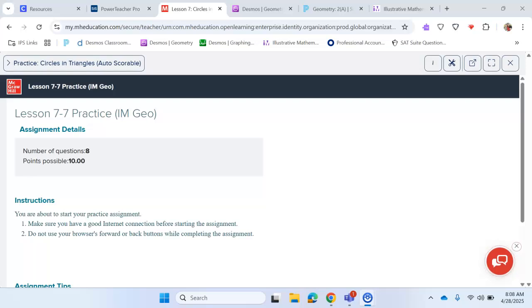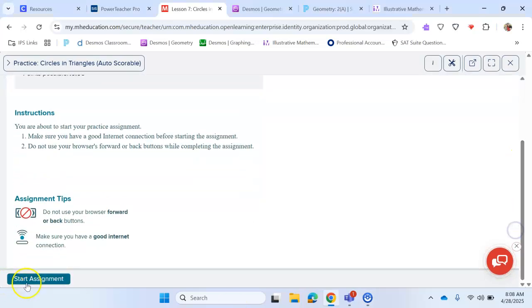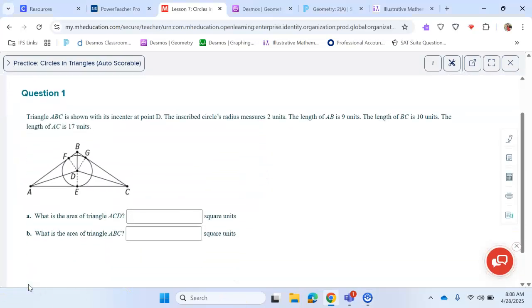Lesson 7-7 Practice Circles and Triangles. Question 1. Triangle ABC is shown with its incenter at point D. The inscribed circle's radius measures 2 units. The length of AB is 9 units. The length of BC is 10 units. The length of AC is 17 units.